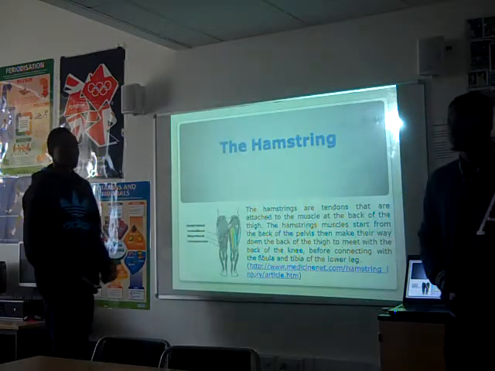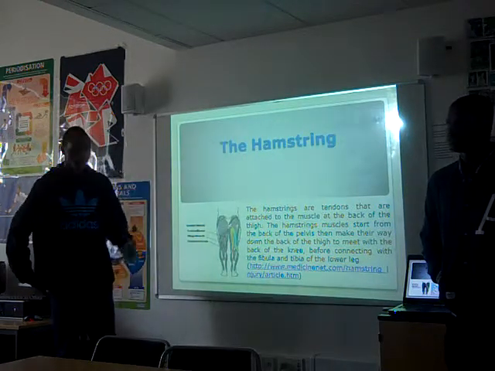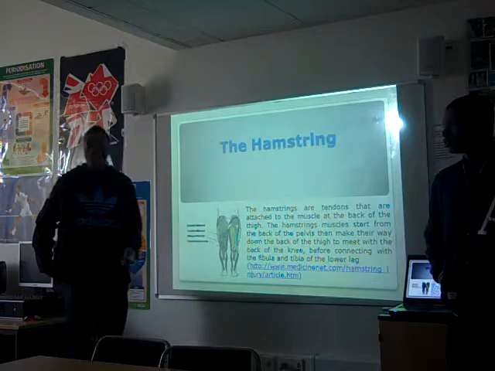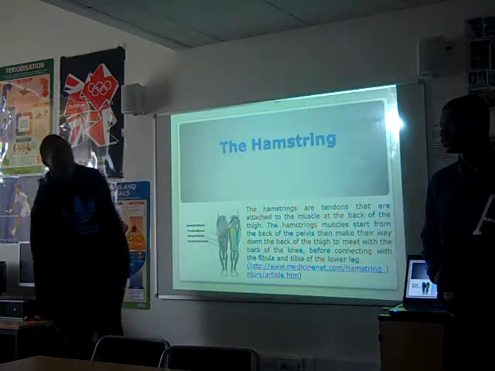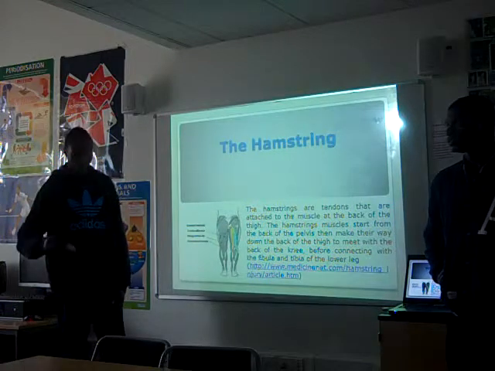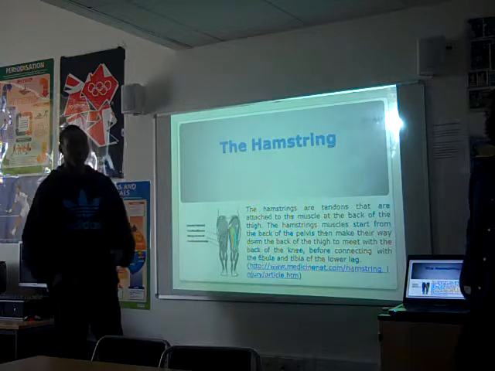The hamstrings are muscles that are located in the back of the leg. They start at your lower pelvis, and they run through the back of your leg past the back of your knee to meet the fibula and the tibia in the lower leg.